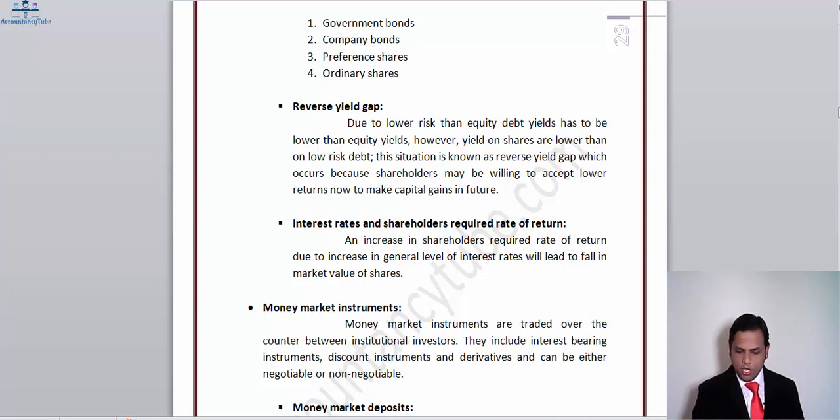Then we've got interest rates and shareholders' required rate of return. An increase in shareholders' required rate of return due to an increase in the general level of interest rates will lead to a fall in the market value of shares.